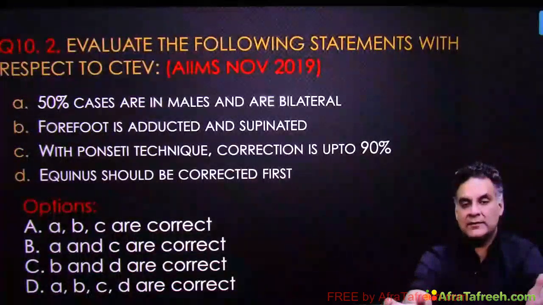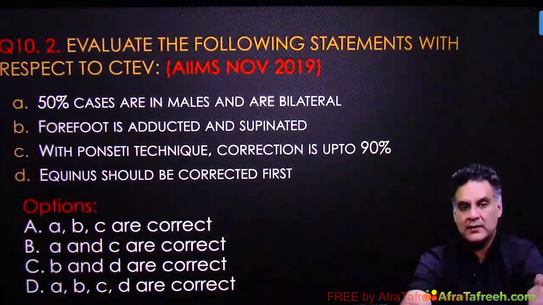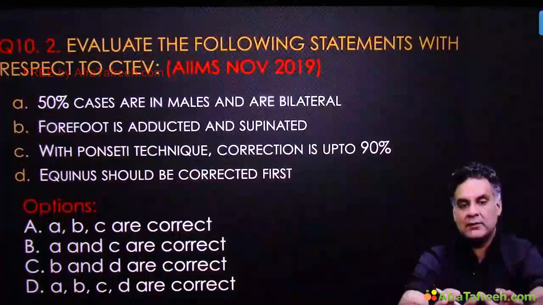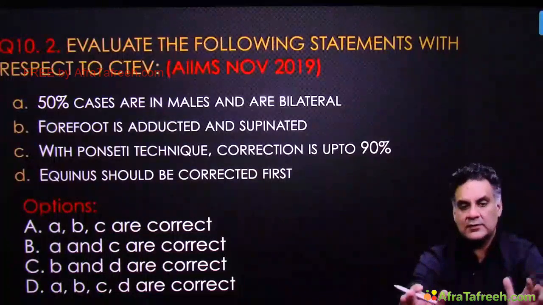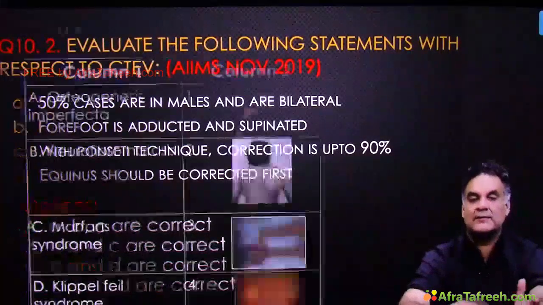Evaluate the following statement with respect to CTEV. 50% cases are in males and bilateral. Forefoot is adducted and supinated. With Ponseti technique, correction up to 90%. Equinus should be corrected first. So D is not correct. So the answer is A, B and C are correct.